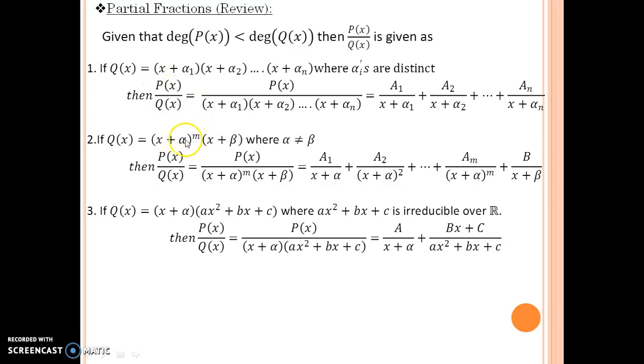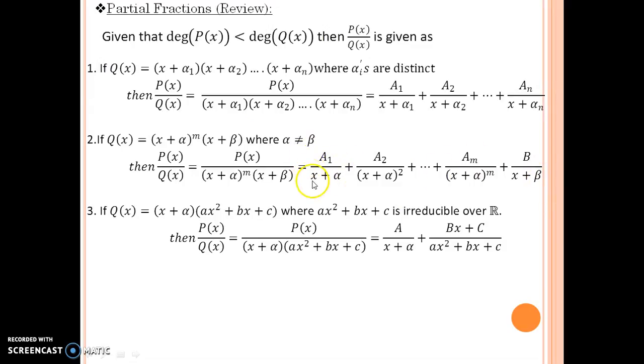Say a root is repeated m times, so that is the second case. If q(x) can be written as (x plus alpha) to the power m into (x plus beta), where alpha and beta are different roots, and alpha is repeated m number of times, then p over q can be written as a1 over x plus alpha, and a2 over (x plus alpha) square, and so on up to am over (x plus alpha) to the power m, and for the root beta, since its power is 1, it is again written as b over x plus beta.